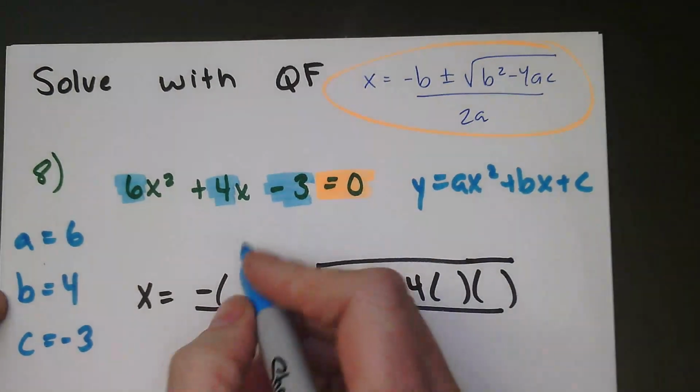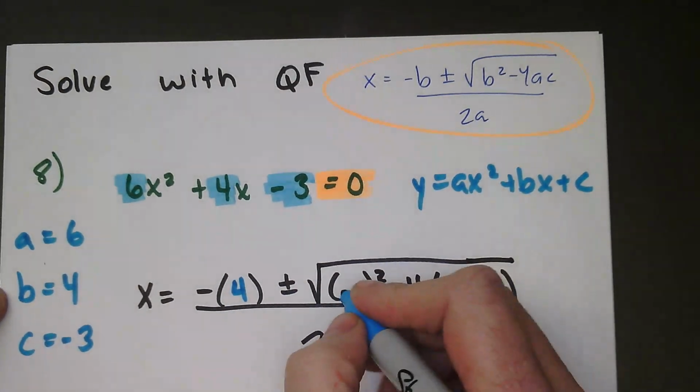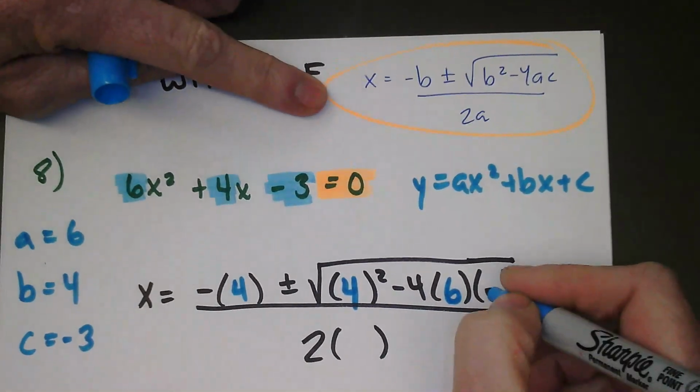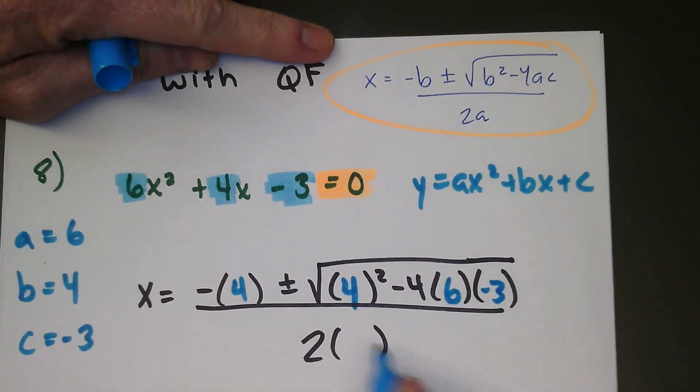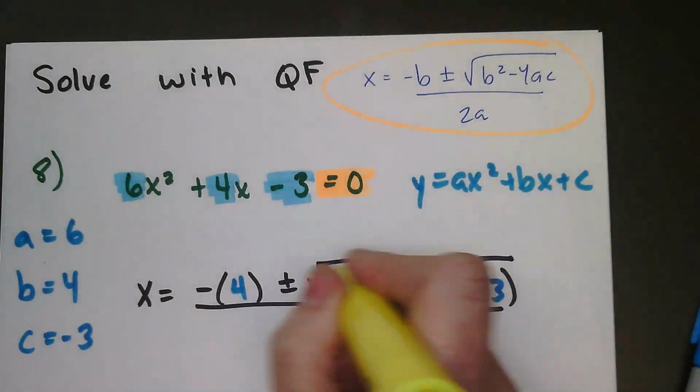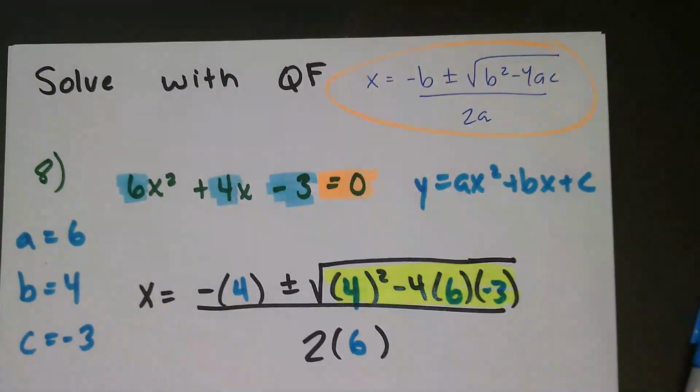I'll put the numbers in, the opposite of b, so -4, plus or minus, that's going to be 4 squared, minus 4 times 6 times -3, all over 2a. A is 6. Okay, so once you get the pieces into place, what I would highly recommend doing is this piece first. It's called the discriminant. The piece under the radical is the discriminant.